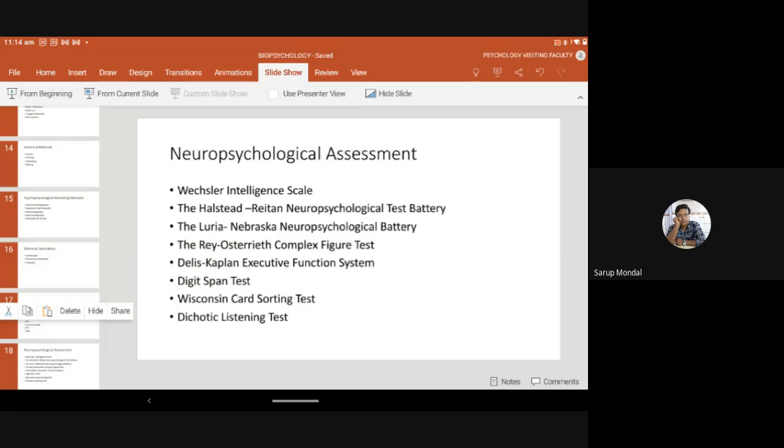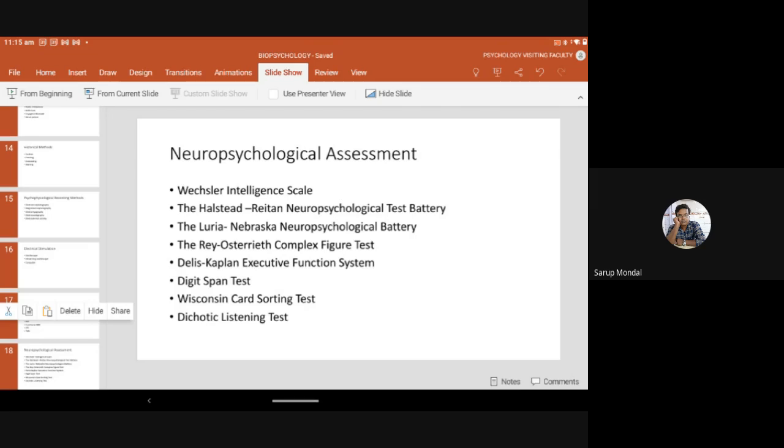Now the next one is the Luria Nebraska neuropsychological battery. It is another important, standardized battery, first brought into existence in 1986. It is very important for diagnosing and treating the effects of any accident or brain damage, or if any portion of the brain, like the cerebellum, the cerebrum, pons, or thalamus, is not functioning properly. This test battery is useful for adolescents, adults, and also older adults, that means above 60.